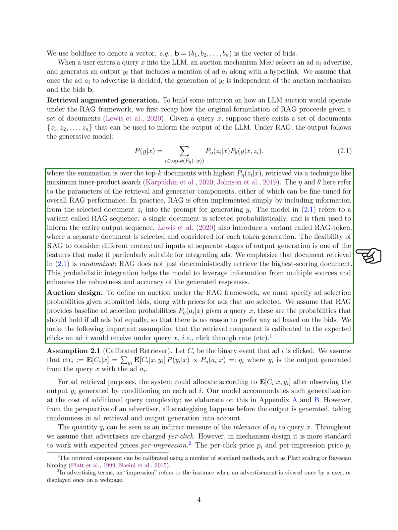In the auction design under the RAG framework, we need to specify ad selection probabilities based on bids and prices for selected ads. We assume that RAG provides baseline ad selection probabilities given a query. The retrieval component is calibrated to the expected clicks an ad would receive under a query.